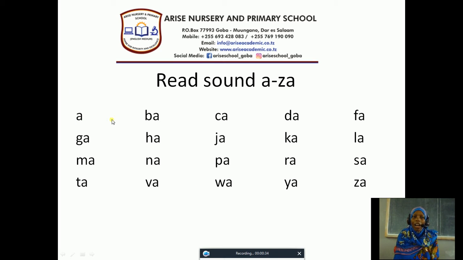A, ba, ka, da, fa, ga, ha, ja, ka, la, ma, na, pa, ra, sa, ta, va, wa, ya, za.